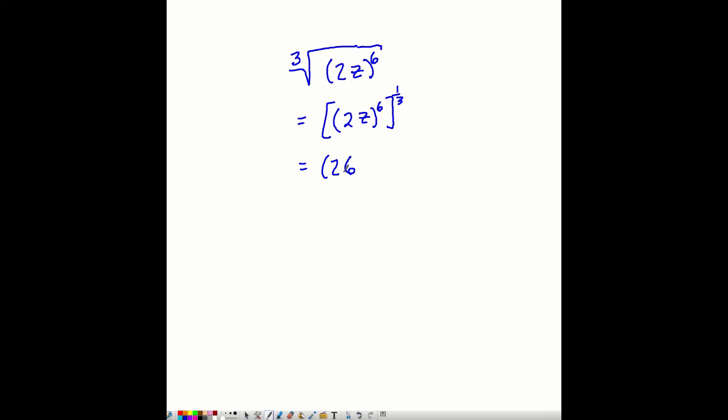So we'll have (2z) to the 6th times 1/3, which is (2z) squared. And then using the product of powers rule, you have to distribute the 2. So it's 2 squared times z squared, or 4z squared.